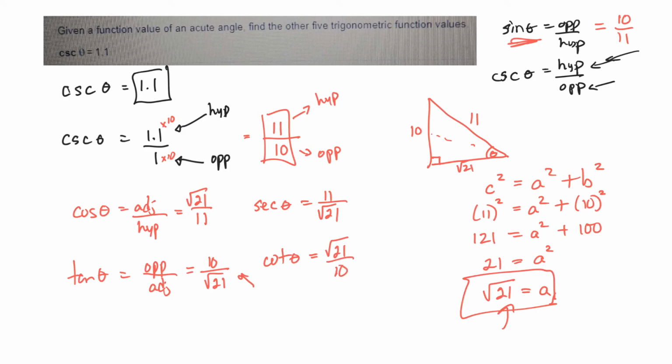Now, the only other thing that I would do with this question is, typically this book doesn't like to have a radical on the bottom like this. So if there's a radical on the bottom, you can rationalize that by multiplying the top and bottom by root 21. So the secant ratio would be 11 root 21 over root 21 times root 21, which is root 441, and the square root of that is just 21. And I do the same thing with the tangent ratio here. Multiply both top and bottom by root 21, so I'd get 10 root 21 over 21. Okay, so there's those other 5 function values.